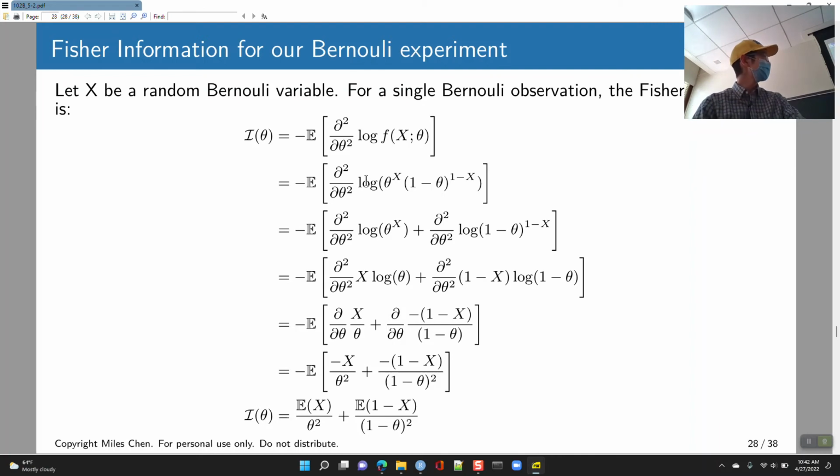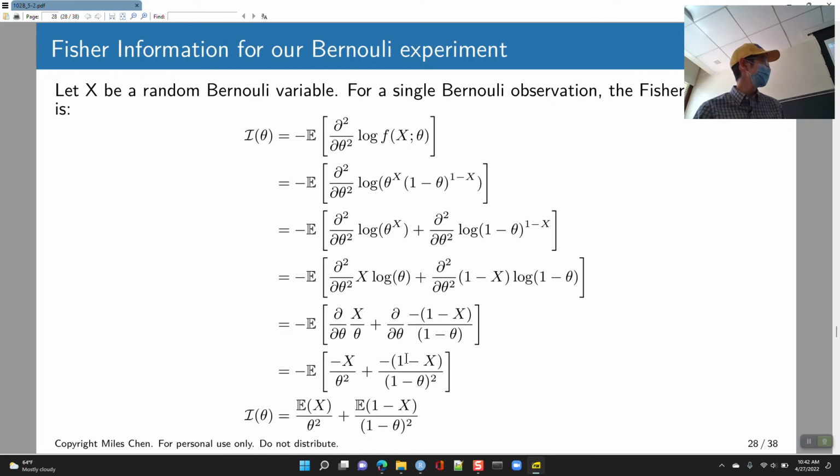Well, what's the log of this probability function? This becomes x log theta, and this becomes 1 minus x log 1 minus theta. And what is the second derivative of this? The first derivative is going to be x over theta, and negative 1 minus x over 1 minus theta. And then the second derivative: the derivative of x over theta is negative x over theta squared. What's the derivative of the other term with respect to theta? I get negative 1 minus x over 1 minus theta squared.